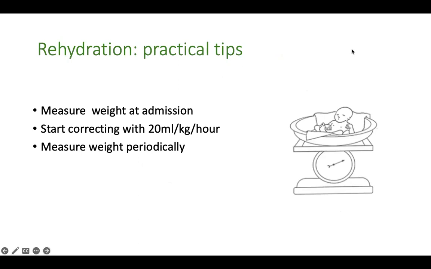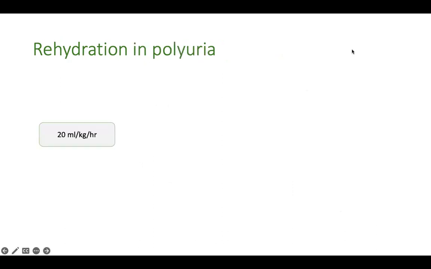At admission itself, take the weight of the child. If you know the insult weight, your aim is to achieve that weight. Then, if you do not know what is the well hydrated weight, you will clinically look at the child and continue your rehydration till the child looks euvolemic. In between, you have to measure weight periodically. In a small baby, in a young infant, weight is the best measure of rehydration.